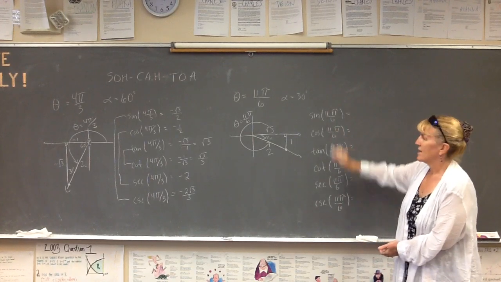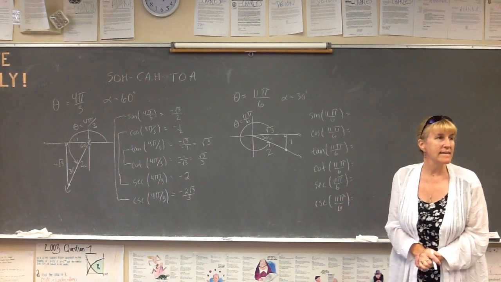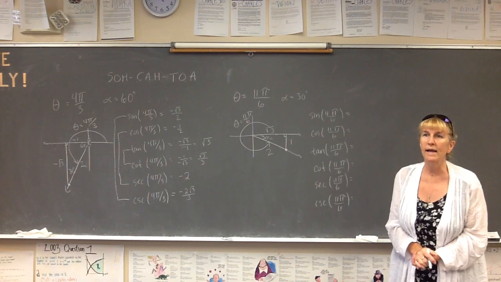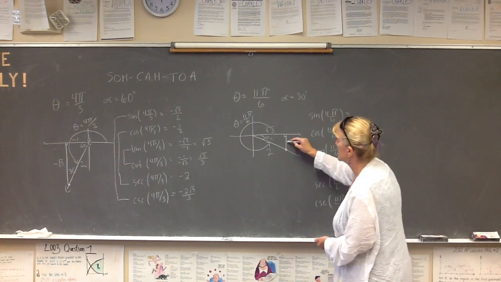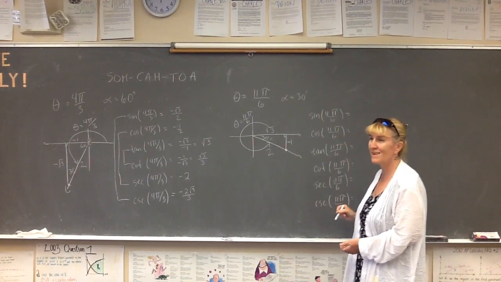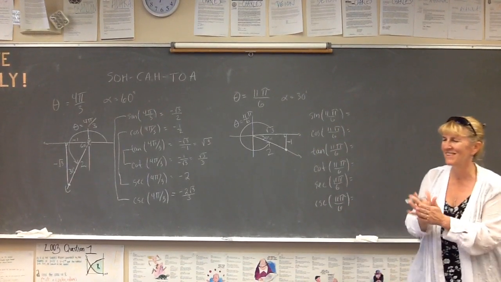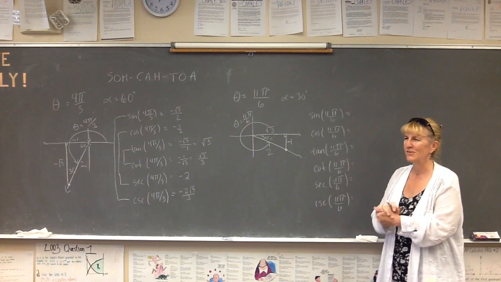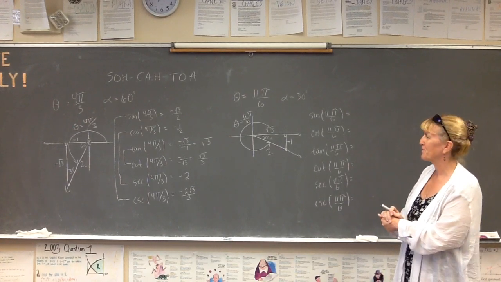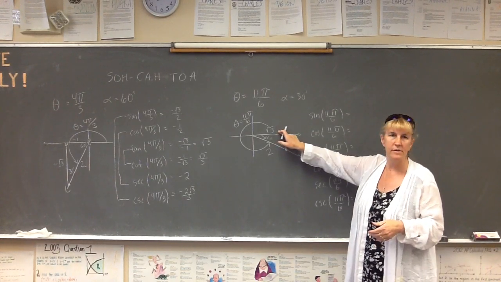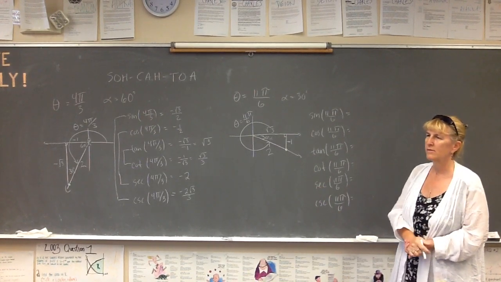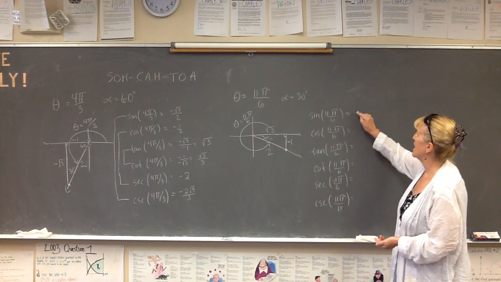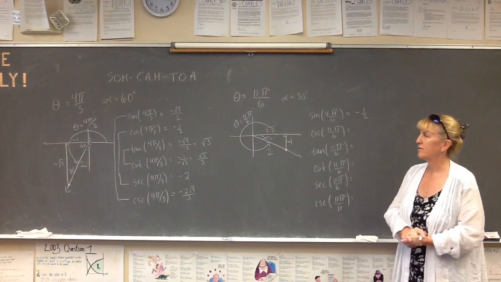Sine of 11 pi over 6. Oh, am I missing anything? Yes, I am. What am I missing? A negative on the 1. You were about to ask it? I wish you would have. I wish I'd given you an opportunity to say it. Is the square root of 3 negative also? No. Okay. Sine of 11 pi over 6? Negative 1 half.